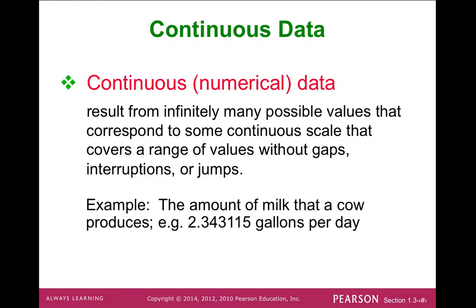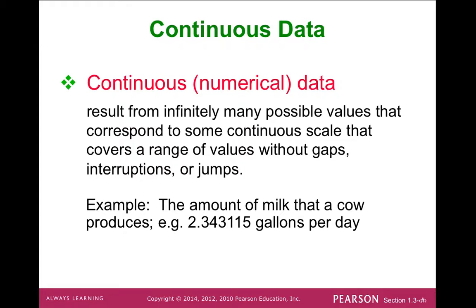In contrast with discrete data is continuous data. And continuous data is somewhat similar to what it sounds like. It results from data on a continuum. So there are infinitely many possible values that correspond to some continuous scale that covers a range of values without gaps, interruptions, or jumps. When we looked at discrete data, we talked about hens laying eggs and that a hen can only lay 1 egg or 2 eggs. It has to be a whole number.